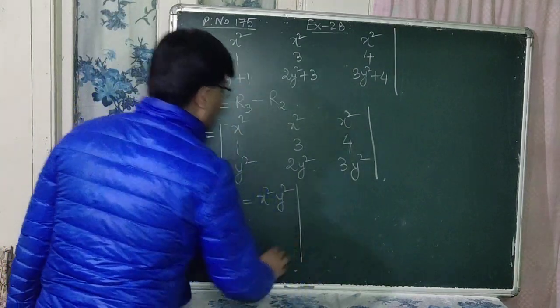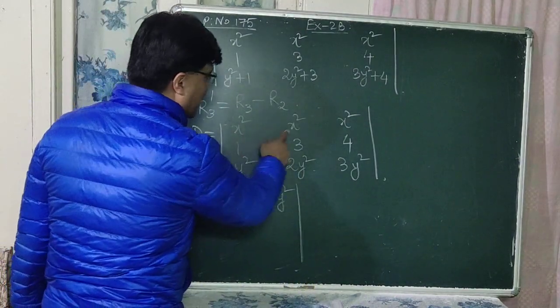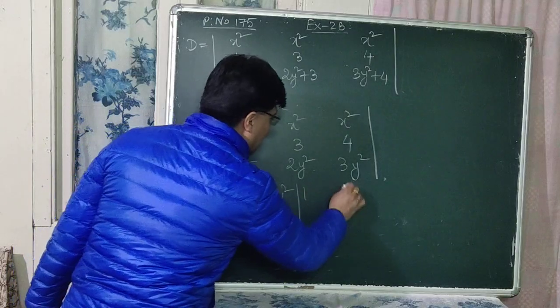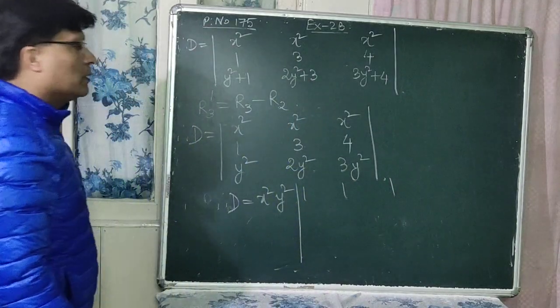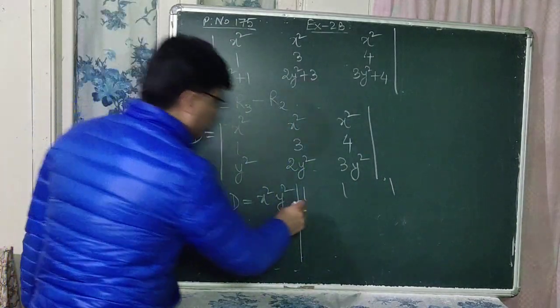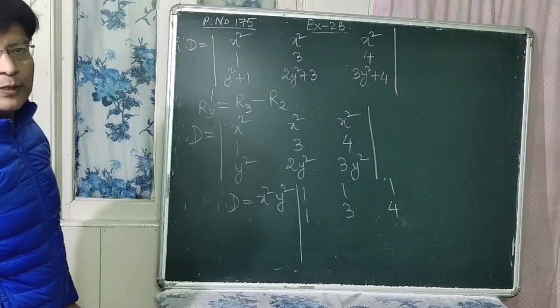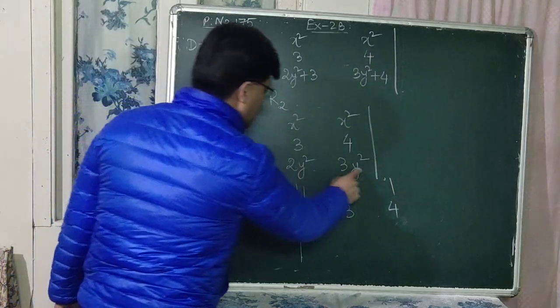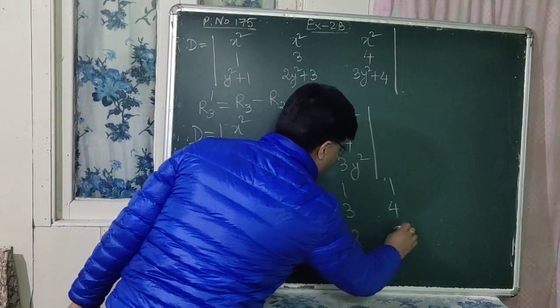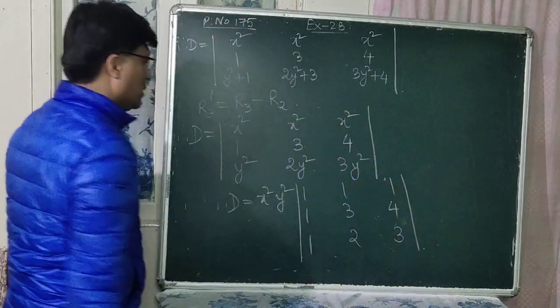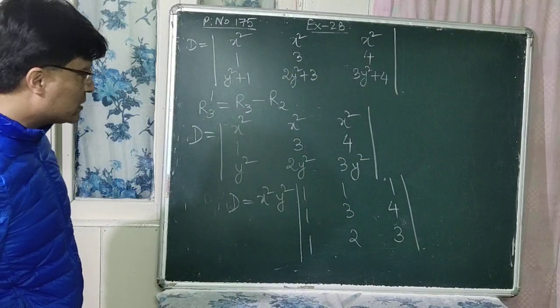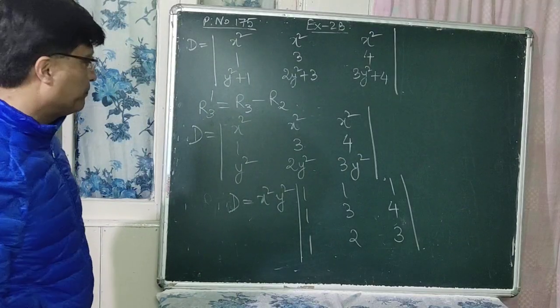So now, what is the first row now? x square is taken common here. So it is 1, 1, 1. Second row remains the same, 1, 3, 4. And what will be the third row now? Here y square is taken common. 1, 2, 3. It is 1, 2, 3. Is it alright? Okay.